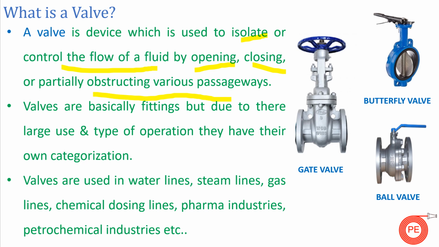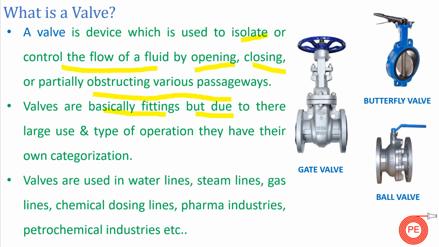So basically guys, valves are used for isolation purposes, or to control the flow direction, or to control the flow. Valves are mounted in your piping and they regulate or isolate the flow with the help of their handles. Valves are basically fittings, but due to their large use and type of operation, they have their own categorization. Valves have their own design standard and their own dimensional standard.